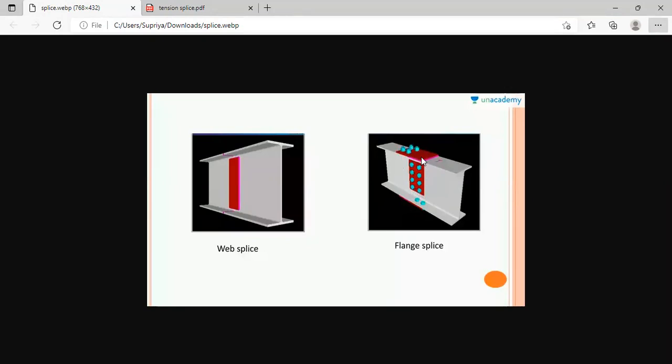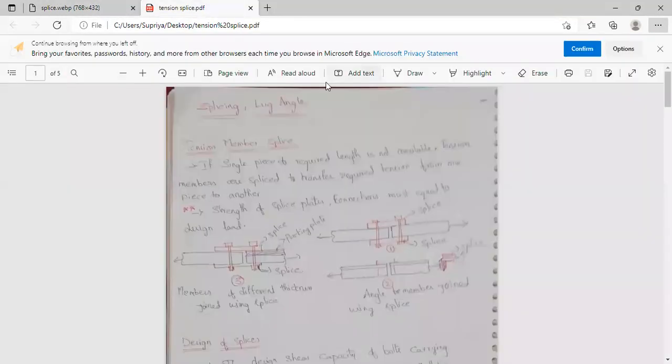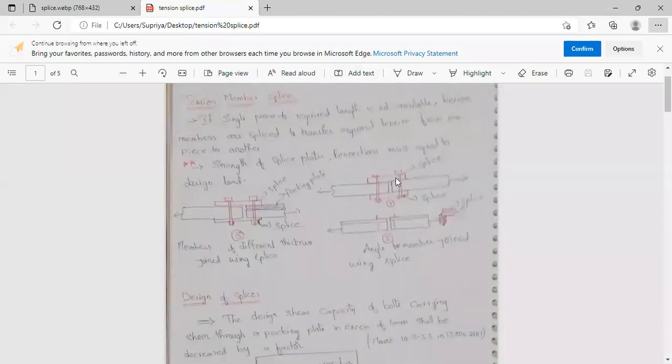The red portion of this steel member is the splice, that is, the external member that we are using to attach the two I sections here. That is the tension splice. We may use welded connection and bolted connection both. Coming to the tension splice, it may be provided either on one side of the joint or on both sides of the joint.